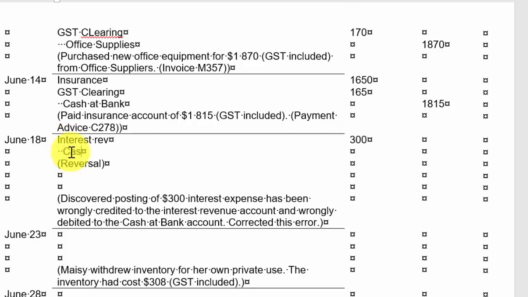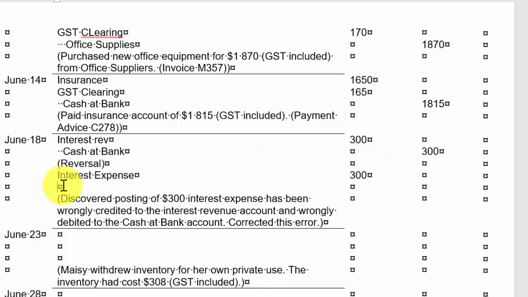Similarly, we must then also reverse this one by 300. And what should have happened is this: interest expense. They got it totally wrong, and that should be a debit.